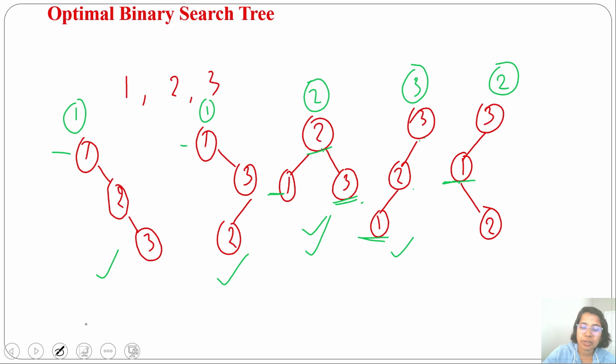Suppose we want to search 4 in this binary search tree. So we'll compare 4 with 2. 4 is greater than 2. Next 4 with 3. 4 is greater than 3. So 4 is not present in this binary search tree. So there can be successful searches, and also unsuccessful searches.